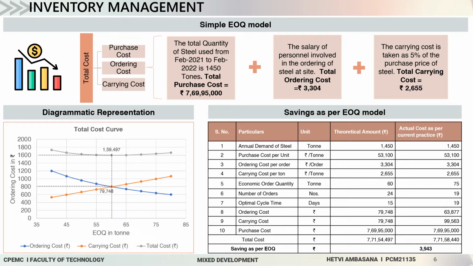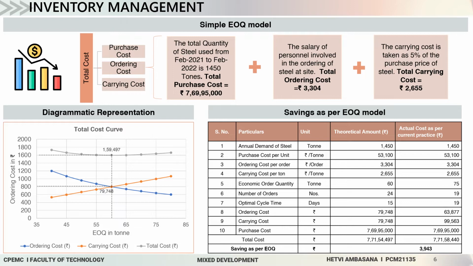To calculate the ordering cost, the salary of personnel involved at site is first calculated. Total ordering cost is around rupees 3,300. The last is the carrying cost. 5% of purchase price is considered as carrying cost. Total carrying cost is rupees 2,600.